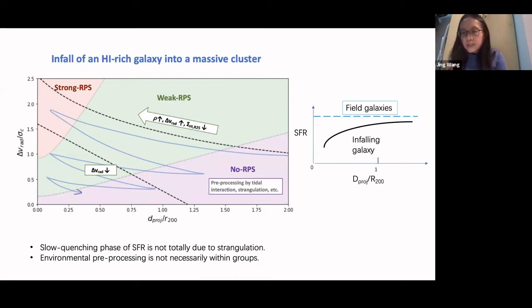And the pre-processing was mostly attributed to environmental effects within smaller groups that flow into the clusters. But now our result suggests that the ram pressure stripping of the cluster itself could start far beyond the virial radius. So the pre-processing need not be totally attributed to the group environment. It could actually be processed by the cluster itself through the weak ram pressure.